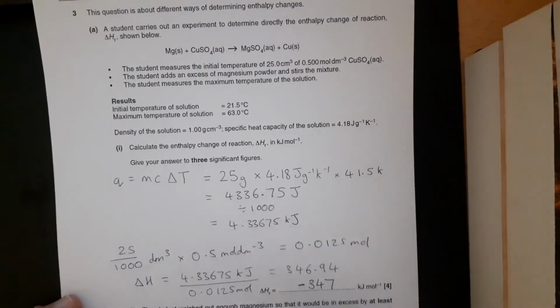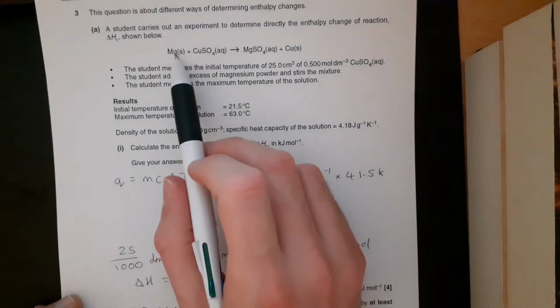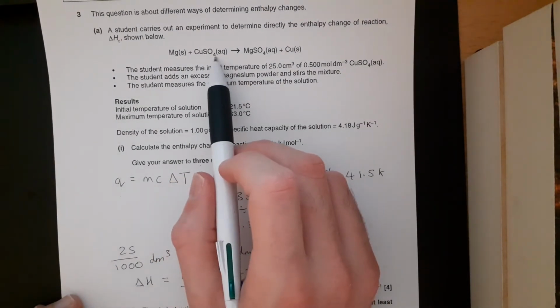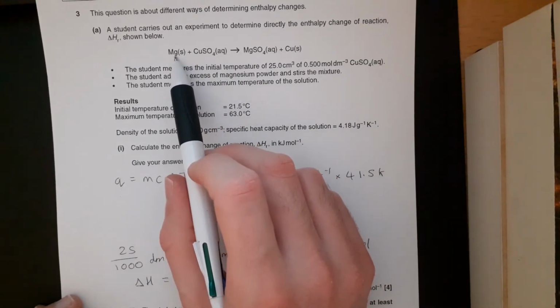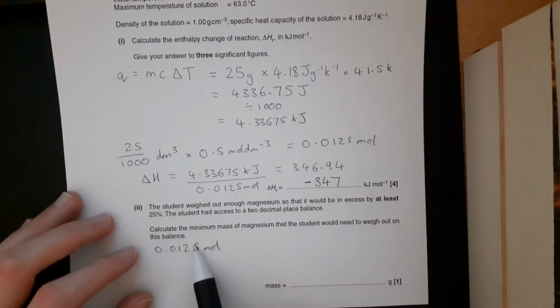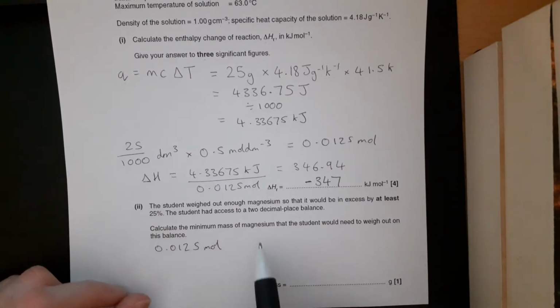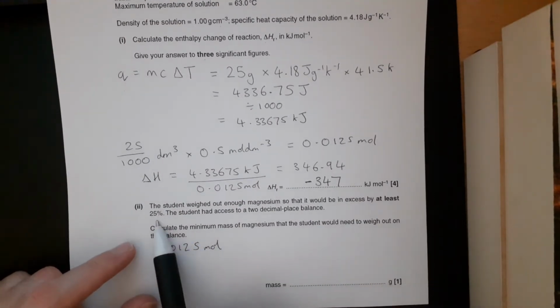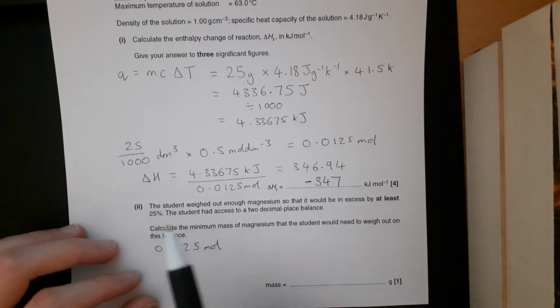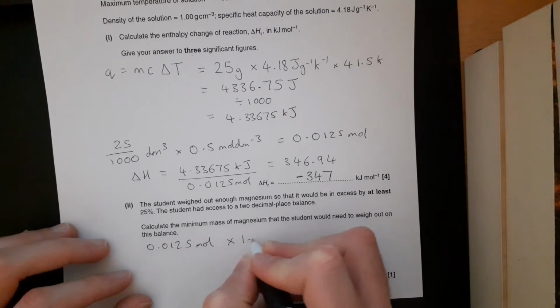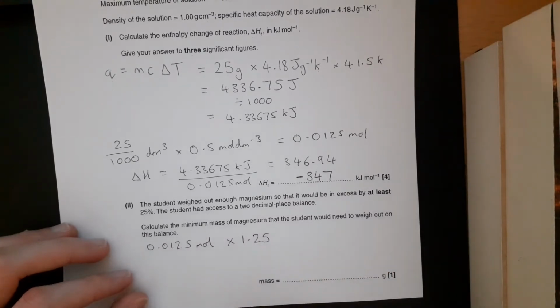And if we go back to our equation, we can see that they react in a 1-to-1 ratio. So to have the right amount of magnesium, we would have to have 0.0125 moles. If I wanted to have at least 25% excess, then I need to have 25% extra. So I need to multiply this by 1.25, and that's going to give me my normal amount and then 25% extra.